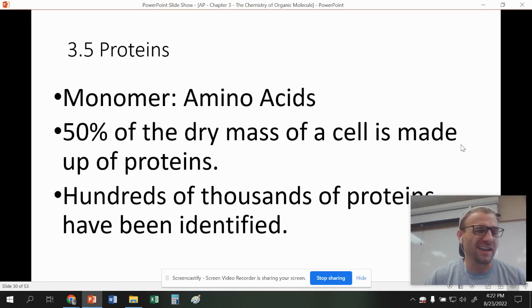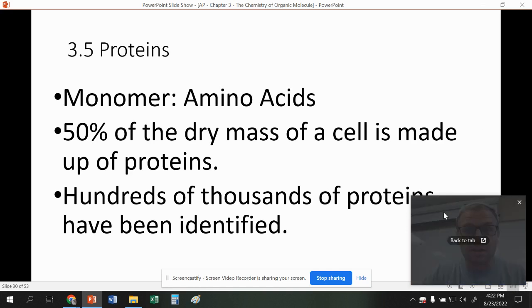This is probably one of my favorite sections for this chapter. Definitely my favorite section in this chapter. So their monomers are amino acids. They make up a large portion of your dry mass of your cells and of your body. This is because you are mostly just protein. You're a bunch of different proteins, but you are mostly made up of protein.